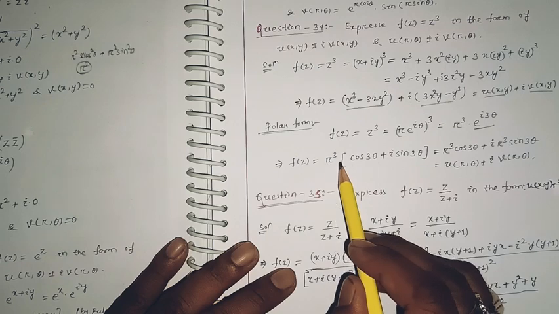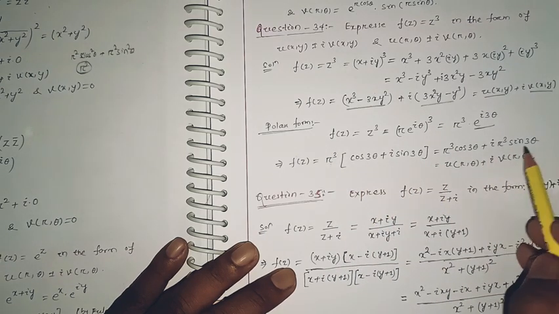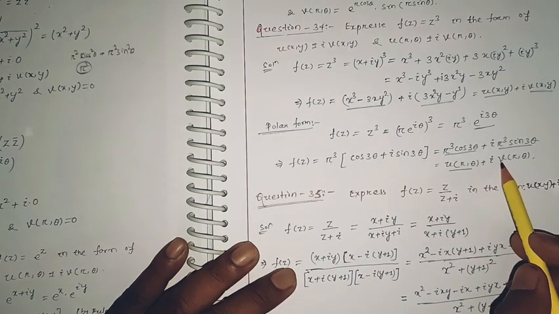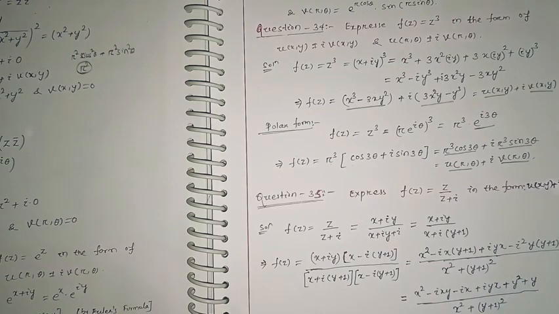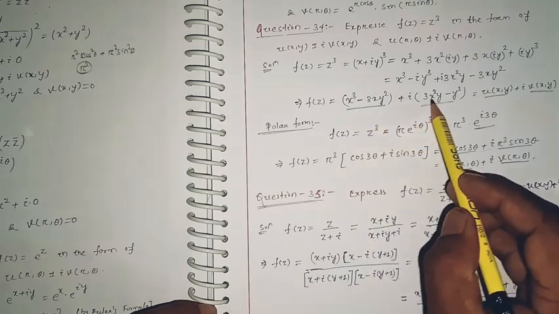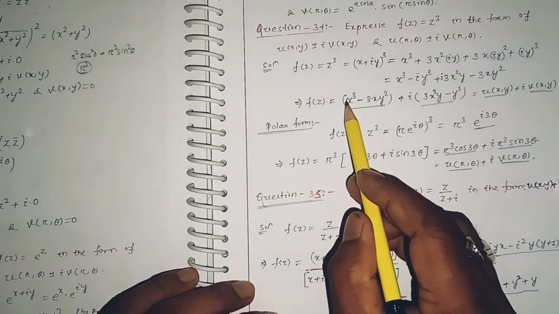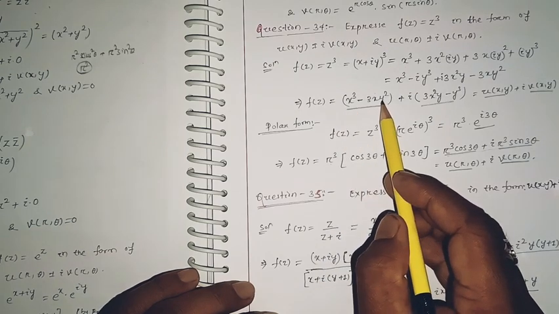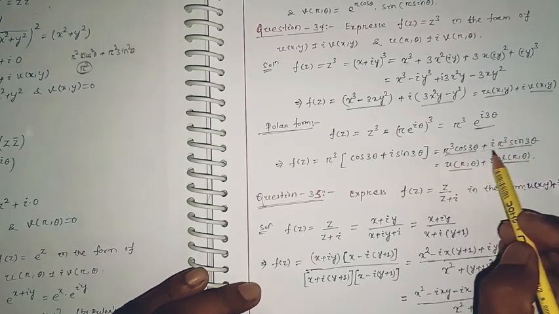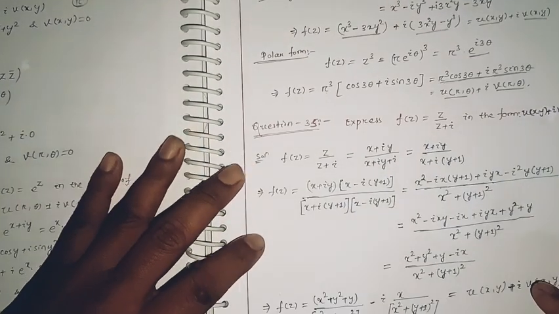Multiplying by r, we get r cos theta plus i r sin theta. So this will be treated as u(r, theta), and this will be treated as v(r, theta). This is the polar form of this function, and this is the Cartesian form. Similarly, if we substitute x equal to r cos theta and y equal to r sin theta, we can also find this term and this expression. You can check by yourself in your rough work.